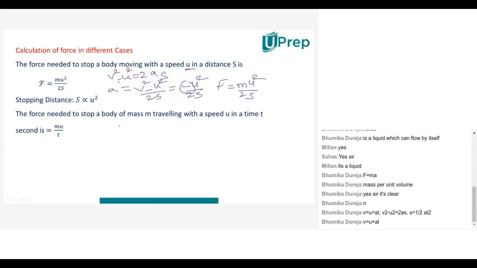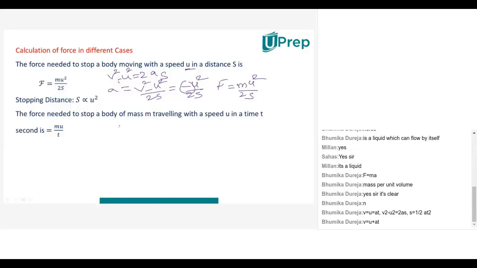So this equation is given there. The force needed to stop a body moving with a speed u in a distance s will be given by F is equal to mu square by 2s. As you are stopping it, you are applying force in the opposite direction to the motion, or not? Yes, sir. So that's why a negative sign will be there. But the magnitude is mu square by 2s. That is what is given in that particular equation.